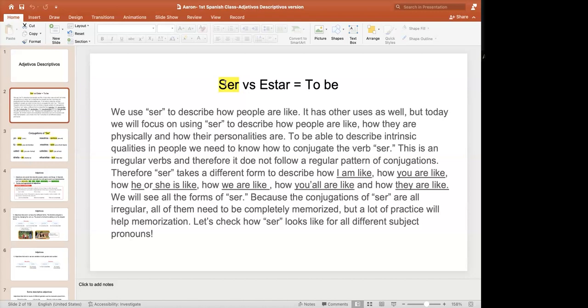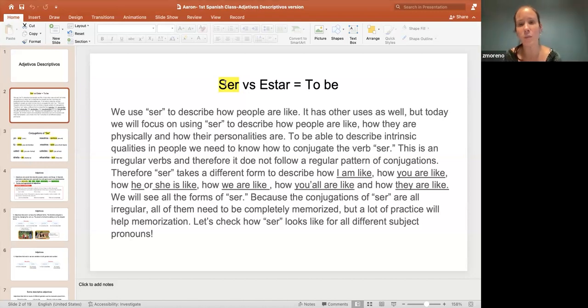Very good. So, I wrote this a little bit like a summary from the textbook, like, we use ser to describe how people are like. It has other uses as well, but today we will focus only on using ser to describe how people are like, how they are physically and how their personalities are. To be able to describe intrinsic qualities, something that makes a person who they are, basically. That's intrinsic qualities in people. We need to know how to conjugate the verb ser.